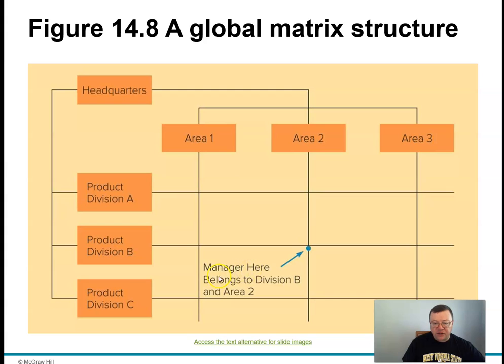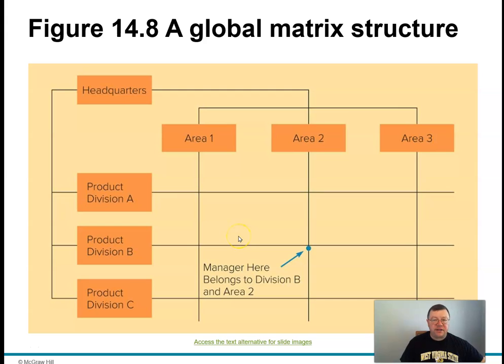So for example, the manager here belongs to Division B, Area 2. I believe we said this is Middle East and trucks. And so now this manager has to listen to both the Middle East manager and the truck manager to try to figure out how to run his particular division. Advantages? Hey, he shows some coordination and whatnot. The disadvantages? Imagine being the guy here, this little blue dot, and you've got two bosses and you're trying to satisfy two bosses, which creates a problem.